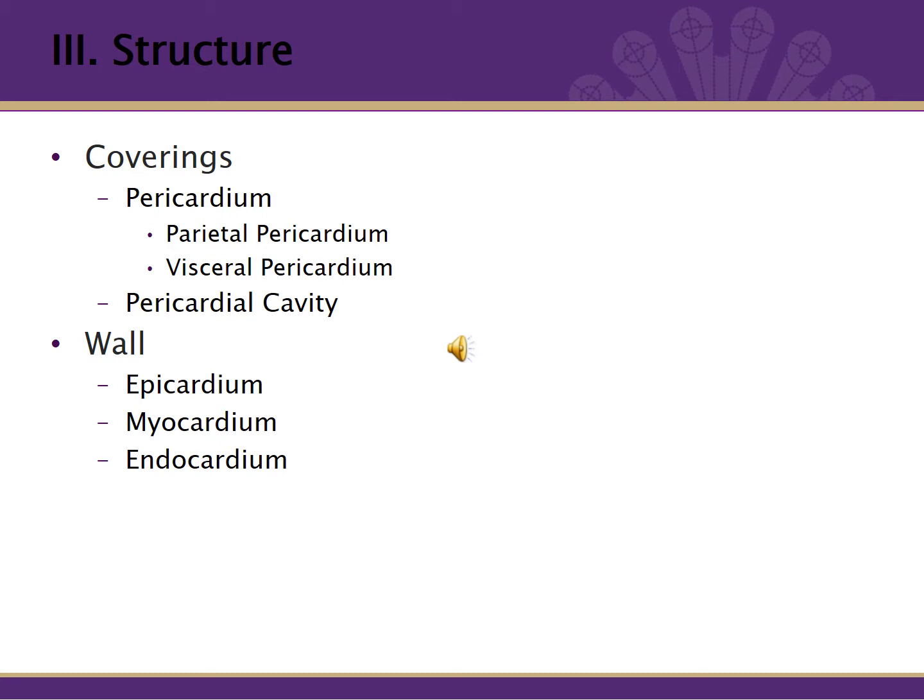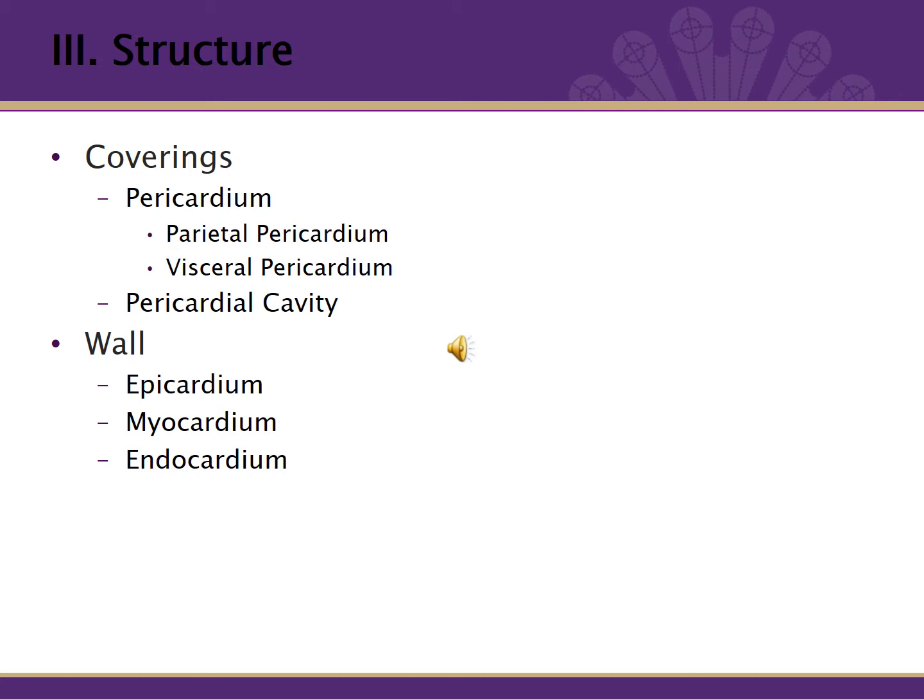heart, the top portion. There is a space between the parietal and visceral pericardiums called the pericardial cavity. It is filled with pericardial fluid made by the serous membrane and lubricates the layers and allows the heart to beat with little to no friction against surrounding tissues.